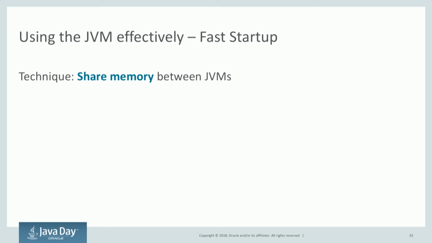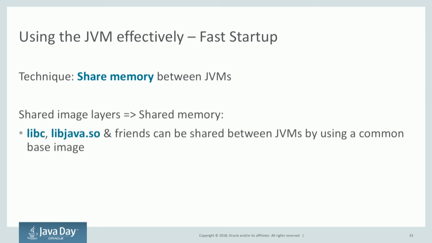So if you put your JVM in a shared base layer, then two applications that start up in two containers can share the exact same files on disk, which means that the second one that comes to read it off disk might well find that it's still in the disk cache and can therefore access it much more quickly than if it actually has to be read off disk, right? So shared image layers means shared memory. Images in Docker are read-only, remember? So there's no problem about sharing memory. It works fine. So libc, libjava.so, which is the main bit of the JVM, can be shared between JVMs using this common base image.